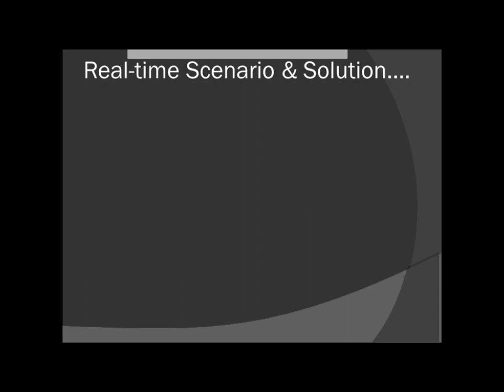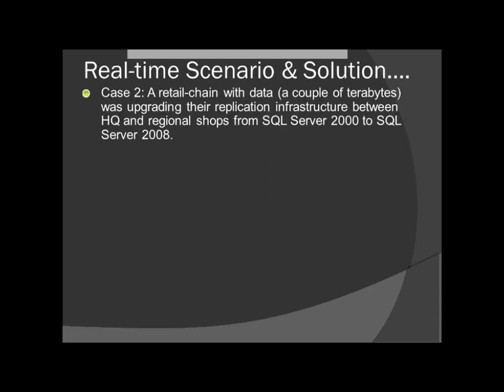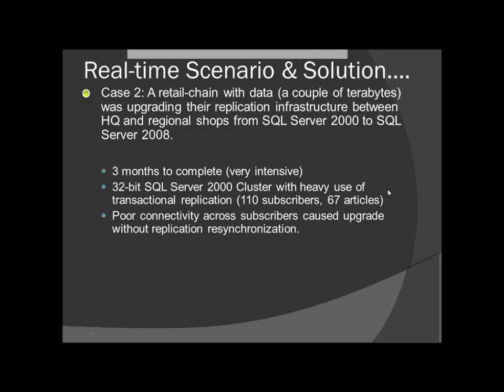And case 2. We have a retail chain. When I say retail chain, they have multiple retail shops. They wanted to upgrade their existing databases from 2000 to 2008. And obviously heavy involvement of replication. It took 3 months, yes, because they had multiple replication instances, like multiple subscribers, multiple publishers and distributors. So I had to go through each and every aspect of this replication. Over 110 subscribers and 67 articles. And obviously due to the poor connectivity, because they depend on the WAN, on the internet, the subscriptions that were getting upgraded were very heavy. So I had to consider all those aspects as well.